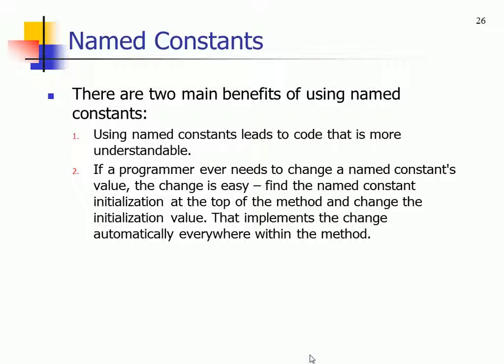Say the speed of light changes tomorrow. I don't know, it gets us a law, but say it changed. Everywhere we use it throughout our program, we'd have to go modify it. But if we use speed of light as the named constant, we could just change it in one place if we needed to.